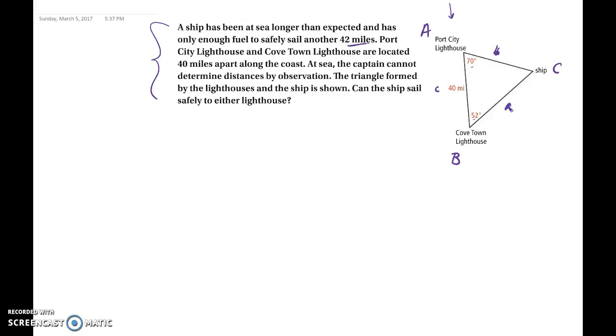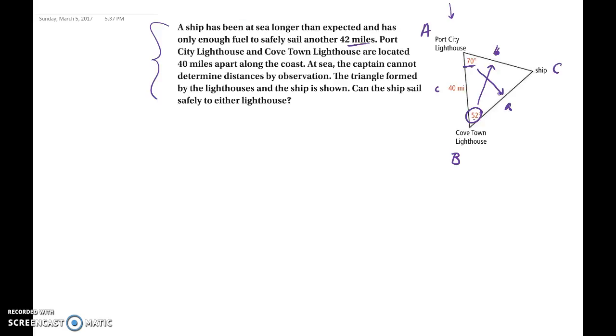either port house? So what I'm going to do first is, since this angle is less than this angle here, I know that this side B has to be less than this side A. So that means if he can't sail side B, then he definitely can't sail side A because we know that A has to be bigger than B. So we're going to go ahead and we're going to solve for B first.